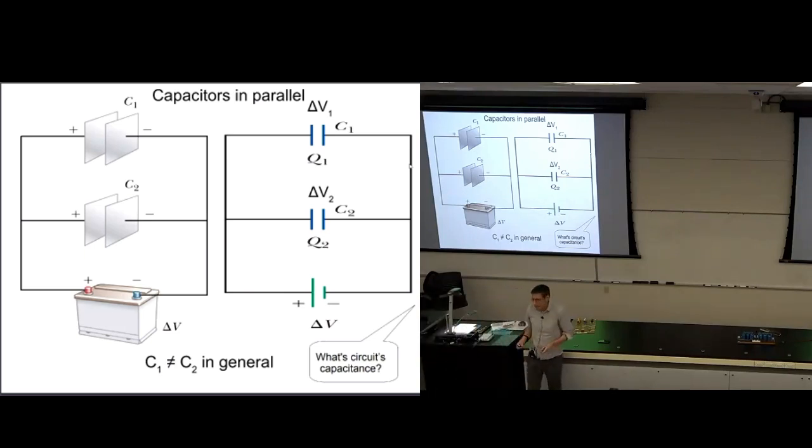This overhead is showing an example of two capacitors in a parallel circuit. On the left-hand side is kind of a cartoon of this circuit, and on the right-hand side is what we would call the circuit diagram of this circuit. But they both represent the same thing. So let's look over here. This is kind of the cartoon kindergarten picture version.